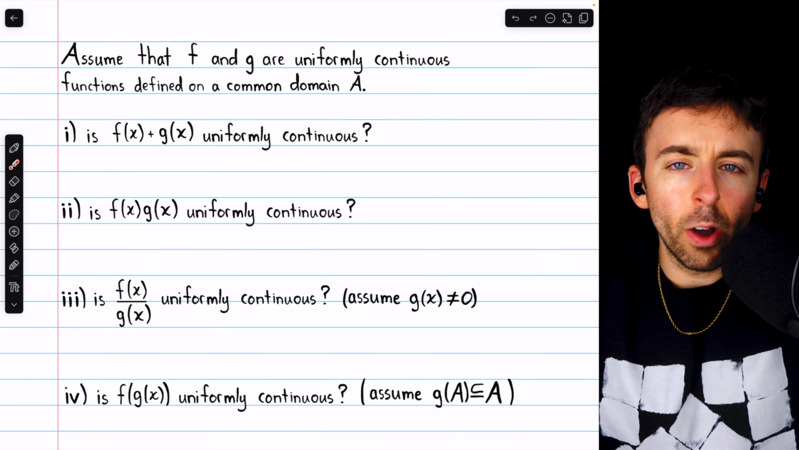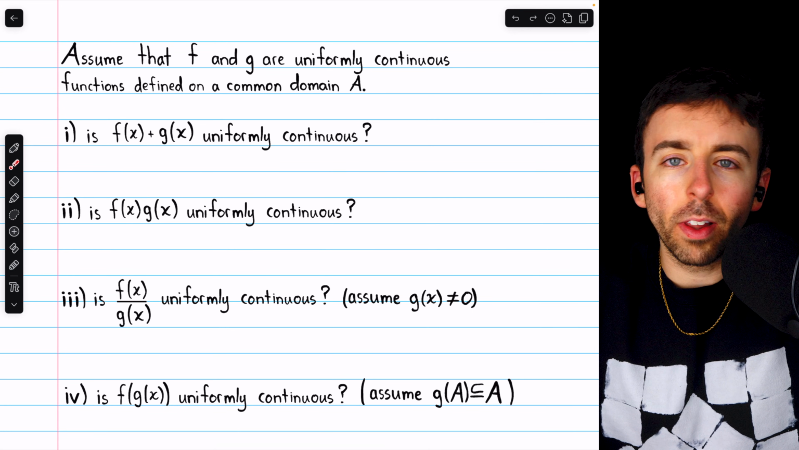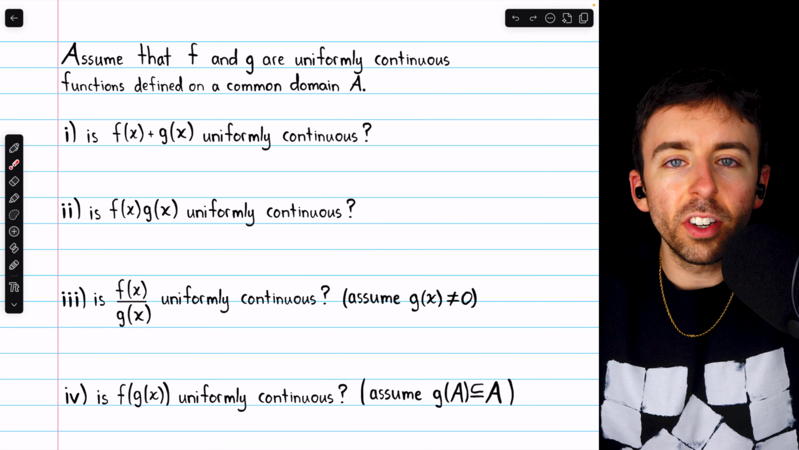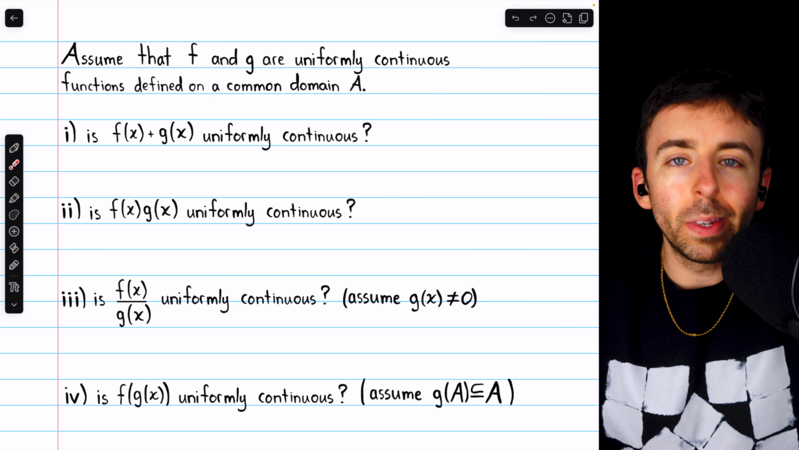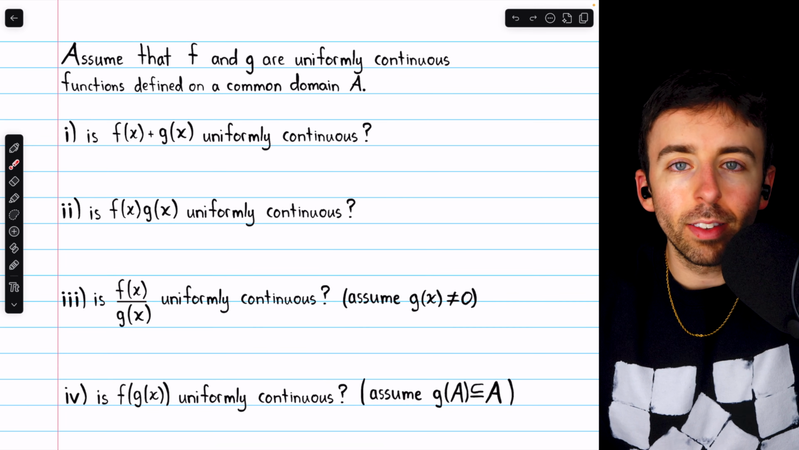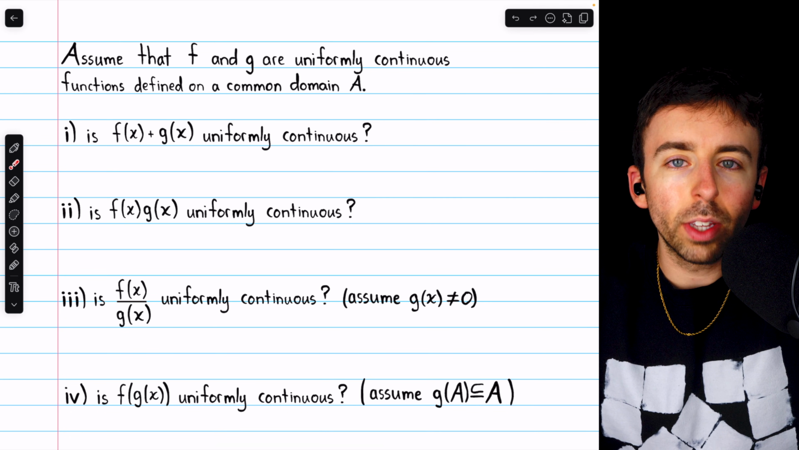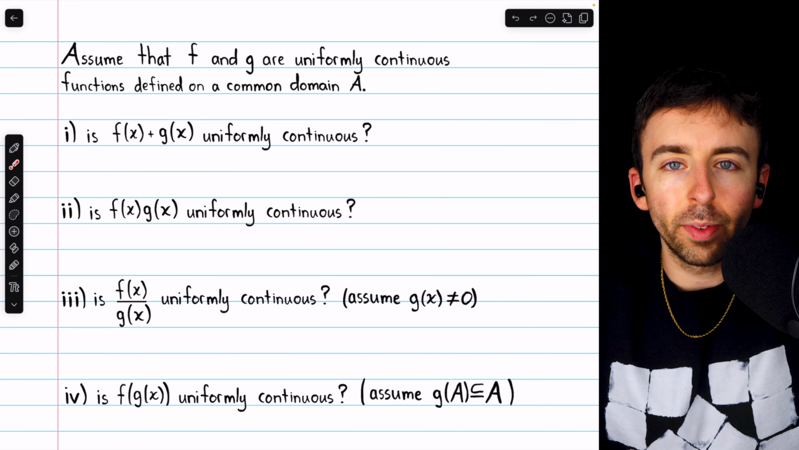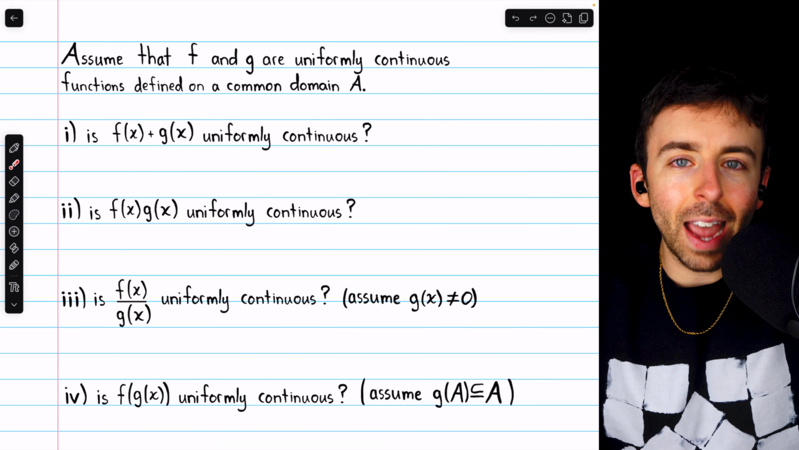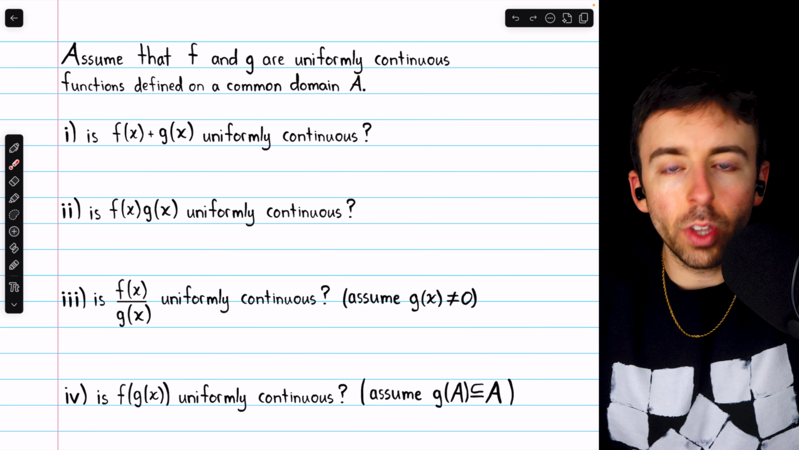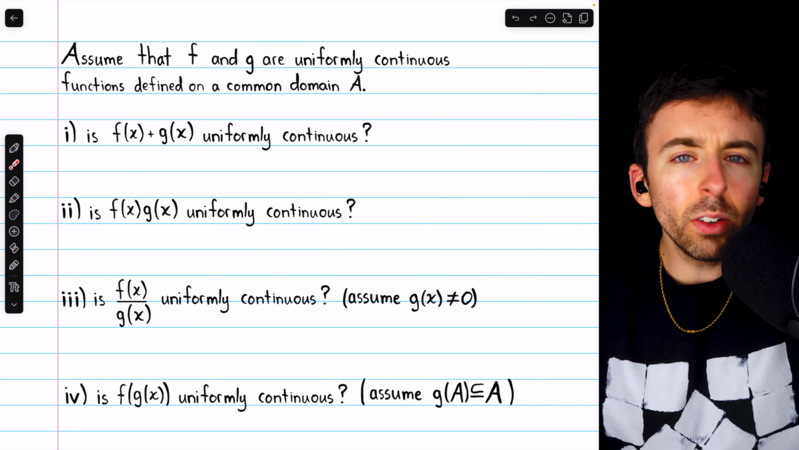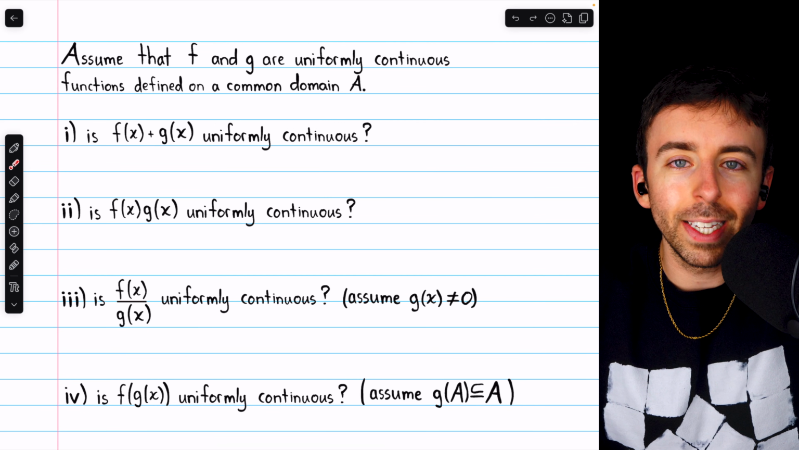You may recall how, after introducing the epsilon delta definition of continuity, we were able to prove some nice things about combinations of continuous functions. Now that we know what uniformly continuous functions are, link in the description if you need to review, it's natural to ask about combinations of uniformly continuous functions and whether or not those are uniformly continuous.